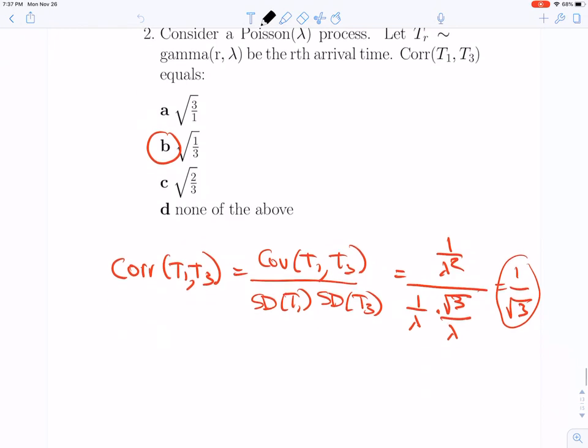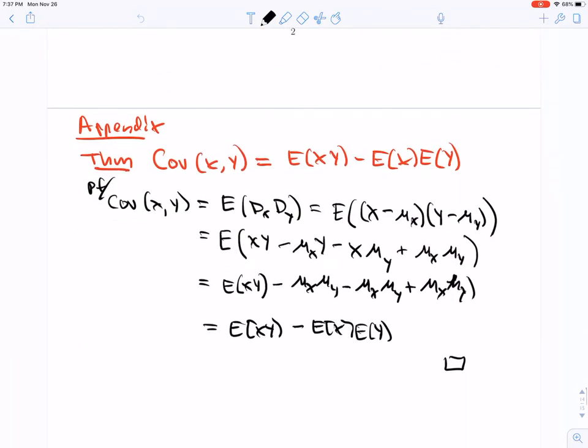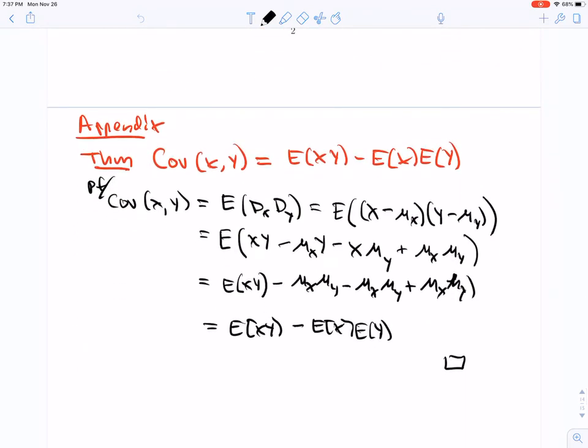So that was the show for today. Here, just in the appendix, is a quick proof that the covariance of xy is the expectation of xy minus expectation of x, expectation of y. Make sure you understand this proof, but it's very straightforward.